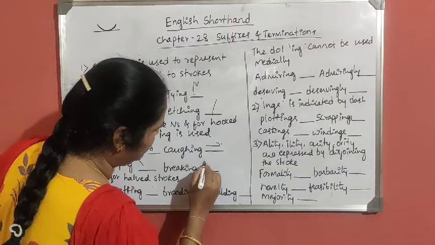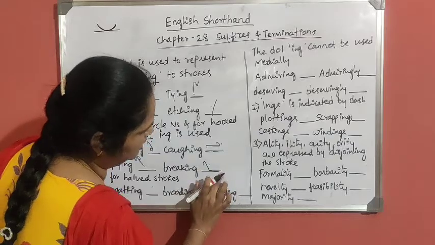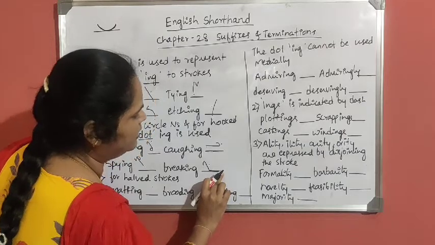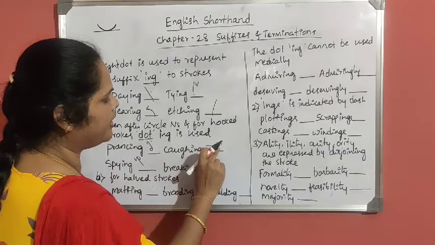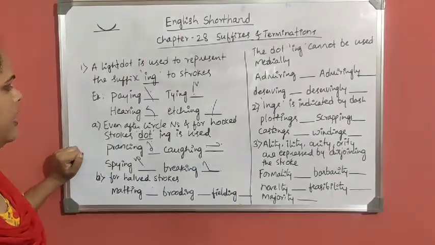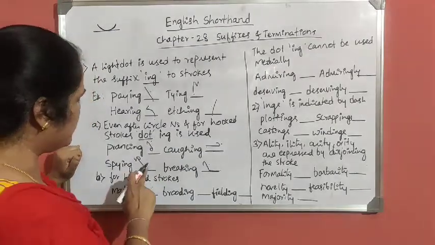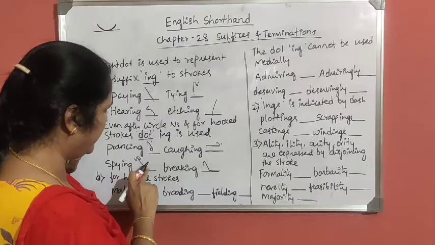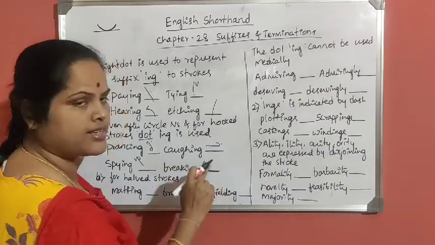Then breaking: B, R, K. Here one light dot. Here I wrote a light dot. This dot indicates ing. Prancing, the R hook is there. Coughing, after K there is an F hook. Any hook, either F, N, V, and even after a circle, we can use a dot to represent the ing suffix. Spying: circle S, P, here I diphthong, ing. Breaking: B, R, K, here a vowel, after K there is a dot.